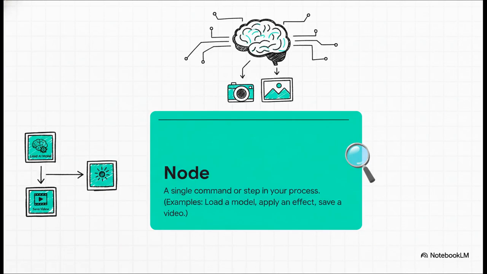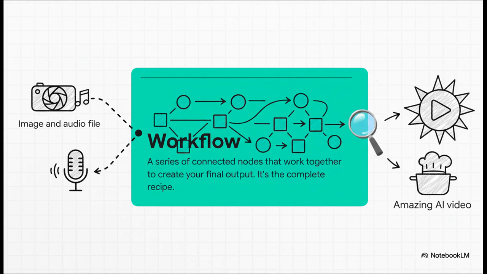So yeah, a node is just one single job. On your screen, you'll see a box whose only job is to load your main AI model. Another box's job is just to load the picture you want to start with. And then you literally draw a little noodle, a little line, to connect them, telling ComfyUI, hey, take the output from this step and feed it into the next one. And when you've connected all those little boxes, all those individual steps from the very beginning to the very end, well, that is your workflow. It's the whole recipe, the entire flowchart that takes your ingredients and spits out your final video.